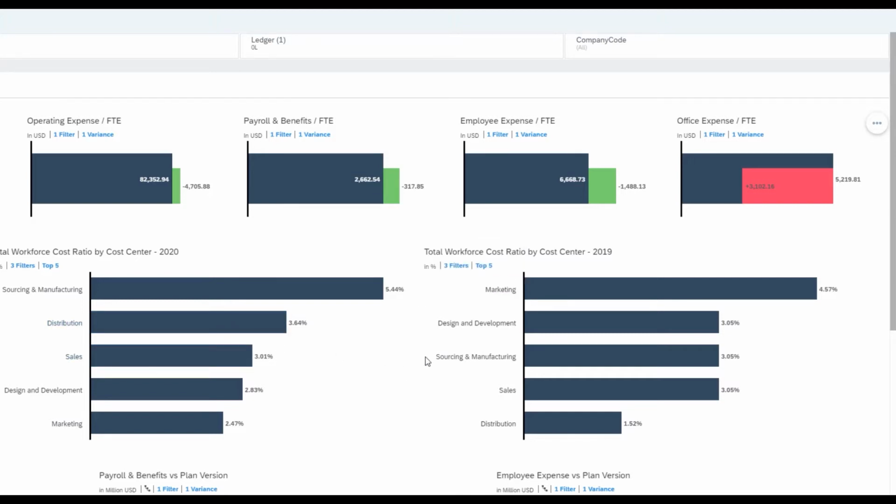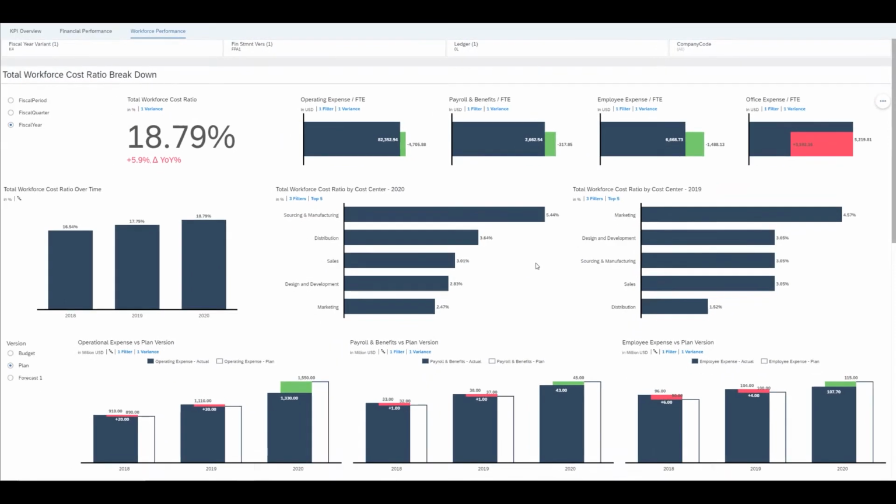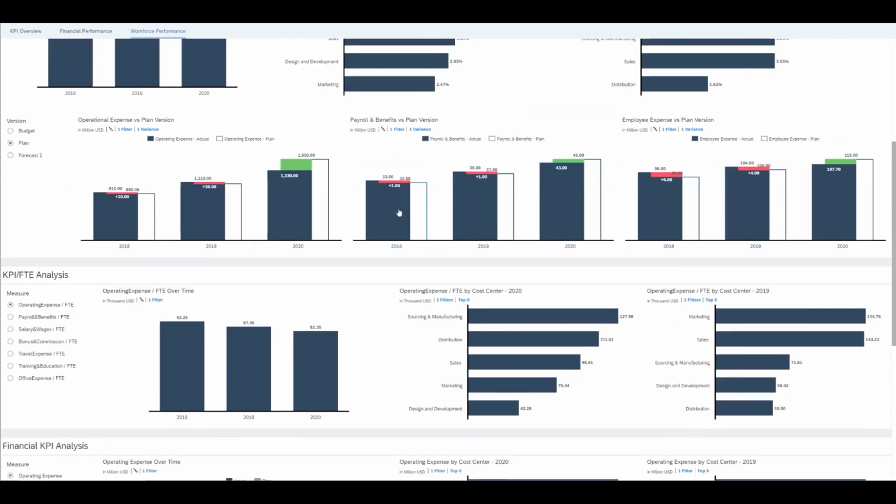This is because of the uncertainty that the pandemic brought to the suppliers, procurement, and delivery of goods and finished products. Here you can also see the breakdown of the KPIs used to calculate total workforce cost ratio and how it is trending over time compared to the plan.